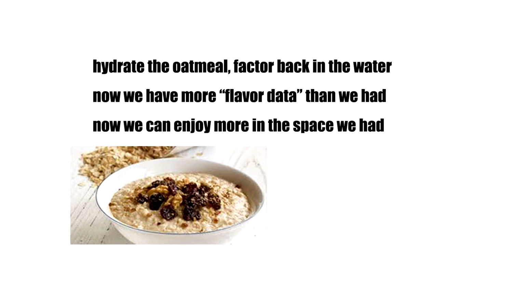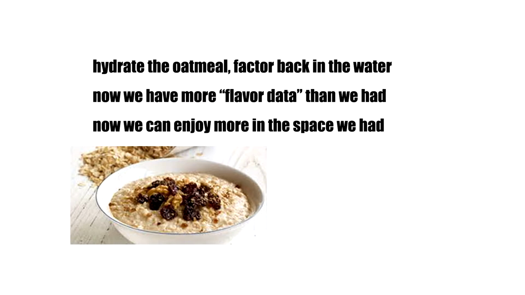Now, when we do that, we now have more flavor data than we had before. Now we can enjoy more in the space that we had. And so this is a very crude analogy, very primitive, but it's how I kind of get my mind around what's happening with converting the input data into output data and then converting it back. But this is part of the reason why it's very easy to get confused with what's actually happening. And I know I've been more than confused myself on several occasions.